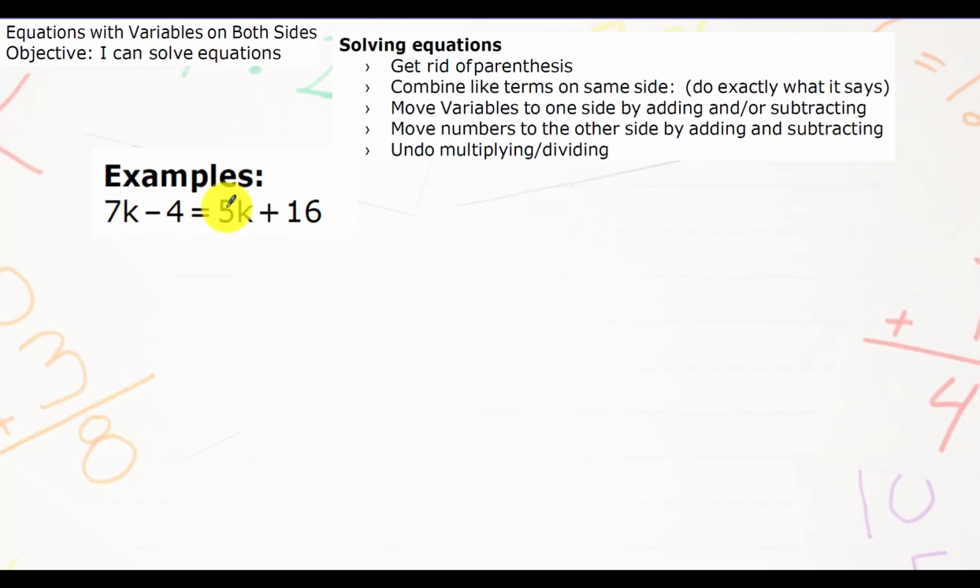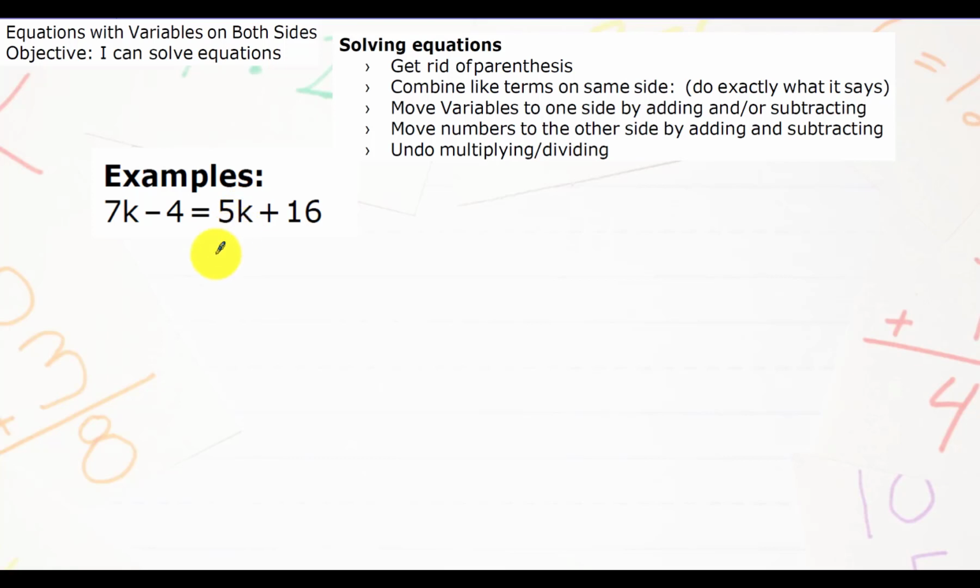So we don't have any parentheses, so we don't need to distribute anything. Second, there's no like terms on this side. Likewise, on this side, there's no like terms. Note that I have here 7k and 5k on the right side. So we can either undo 7k or 5k. In our case, we are going to undo the variable that has a smaller coefficient. In this case, 5k has a smaller coefficient compared to 7k.